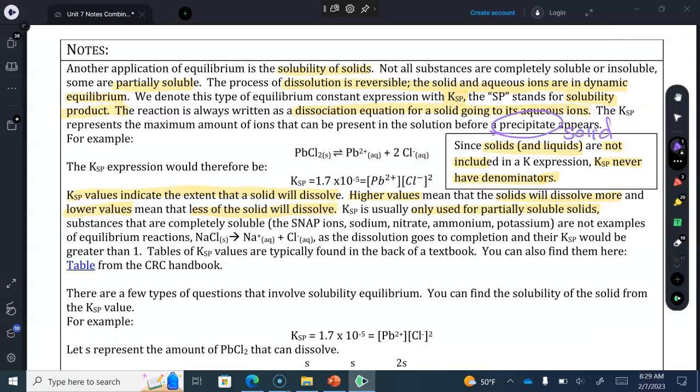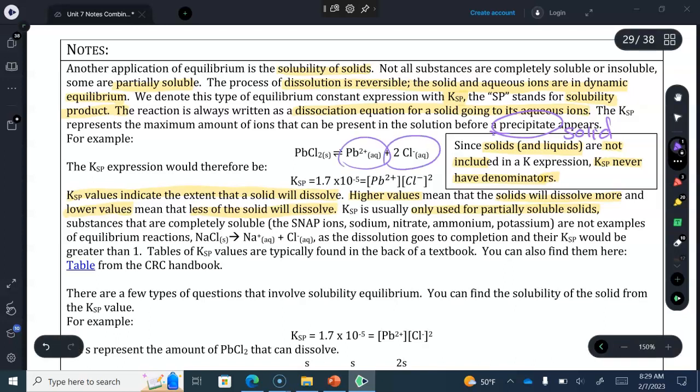For example, we have lead(II) chloride, and when we write its dissociation equation, we show it splitting into its ions. Remember that subscripts become coefficients, and this is like a net ionic equation for that solid dissolving in water. When we write the solubility product expression, it would be this.